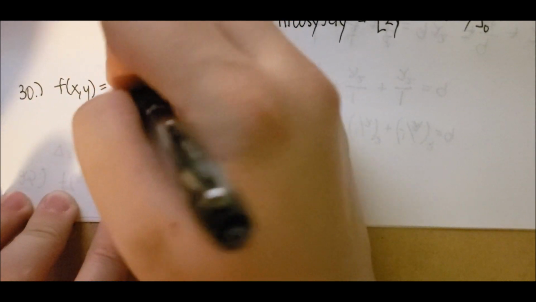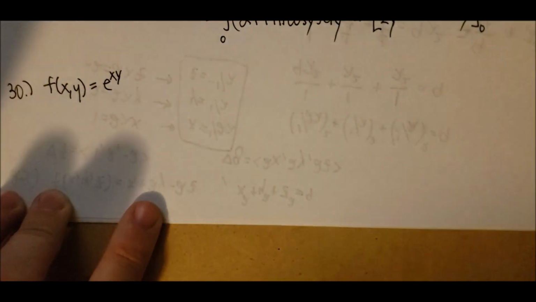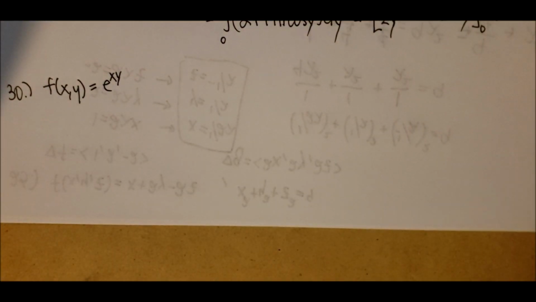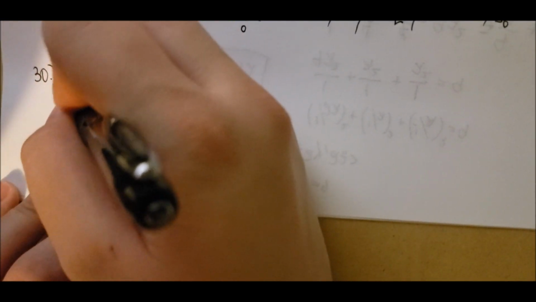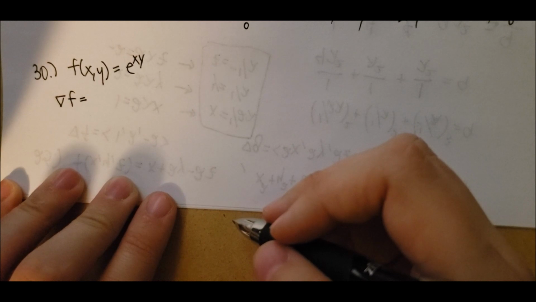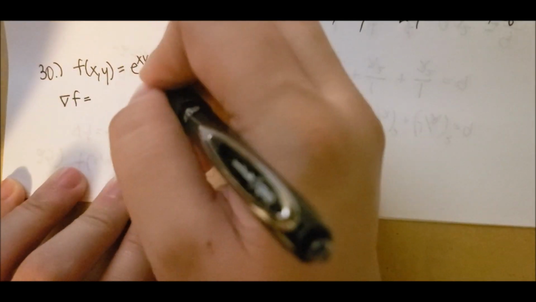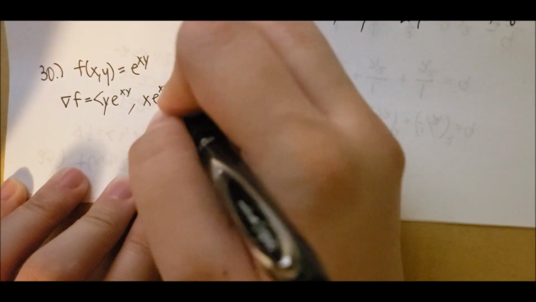So then number 30, I have the function e to the xy. And I'm trying to find the derivative of the function at which the function decreases most rapidly. So I'm going to find the gradient. So with respect to x, I'm going to have y e to the xy. With respect to y, I'll have x e to the xy.